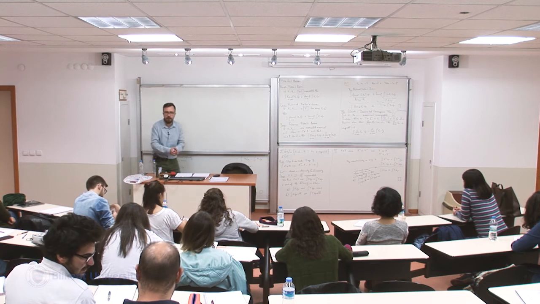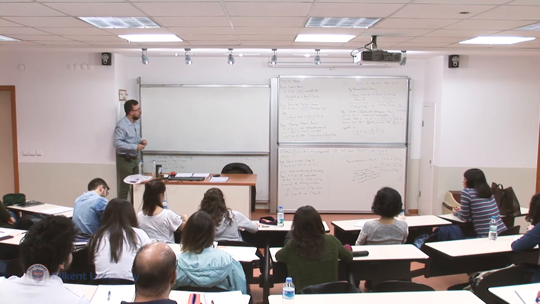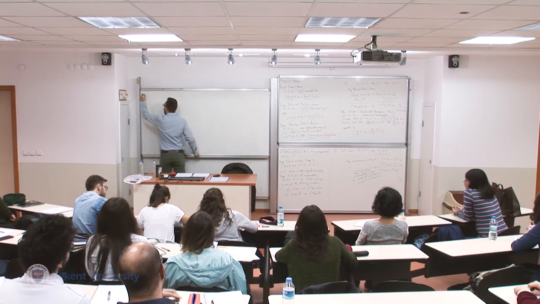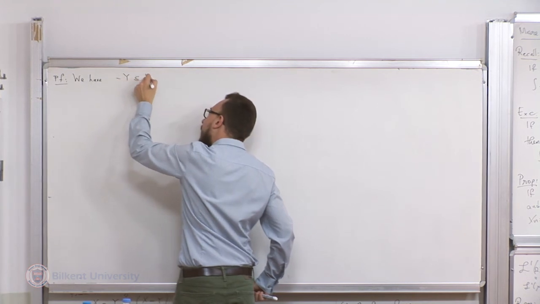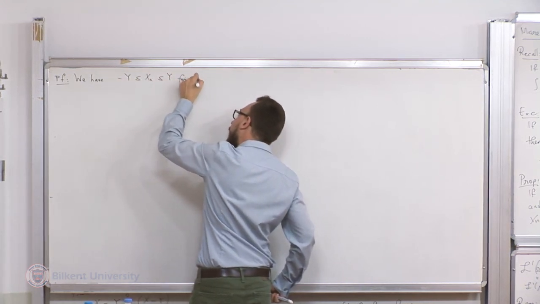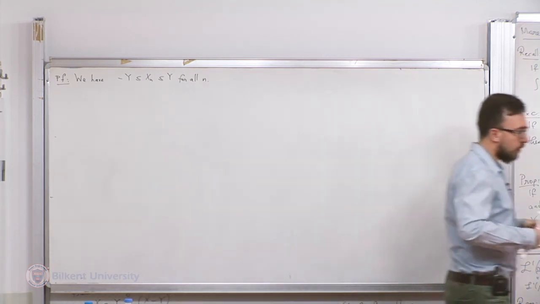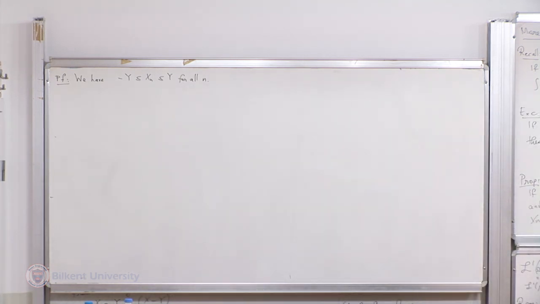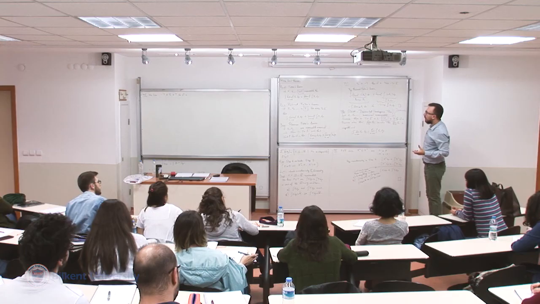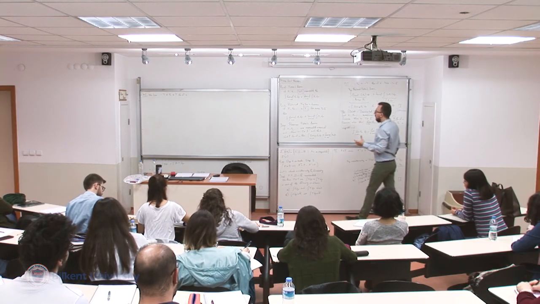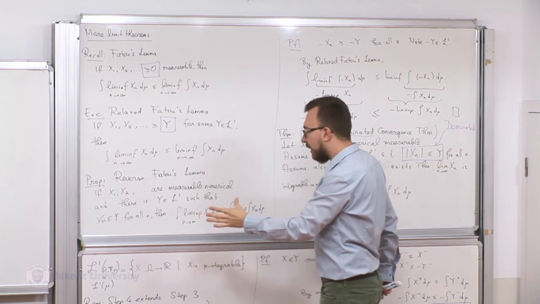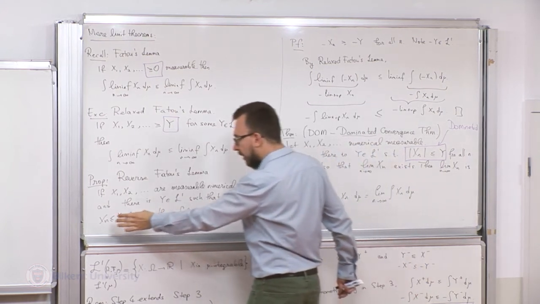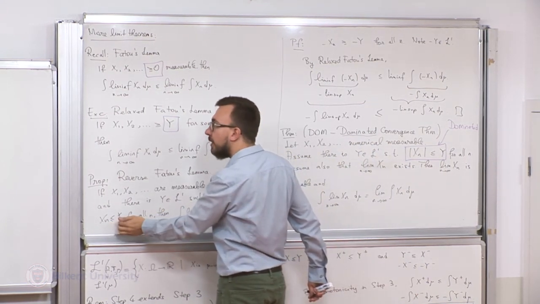Okay. Now, how are we going to do that? Well, let's write down what we have, right? So we have minus y less than xn less than y for all n. Okay. So what does it look like? Well, the first part looks like this. Xn is above something. And the second part looks like this, where xn is below something, below an integrable function.